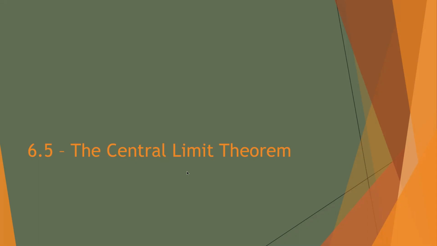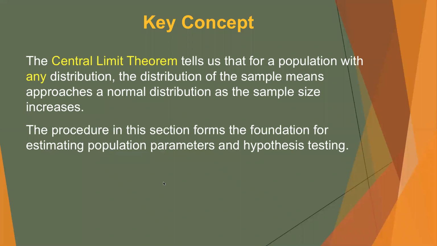All right, here's 6.5, central limit theorem. Basically, the central limit theorem tells us that for a population with any distribution, the sample means will approach a normal distribution as the sample size increases. It's a really key concept.